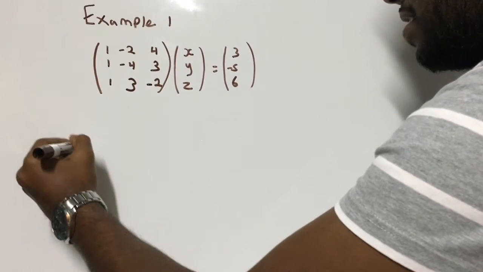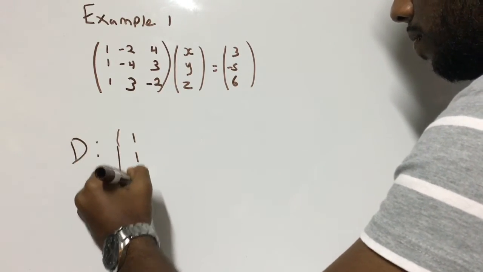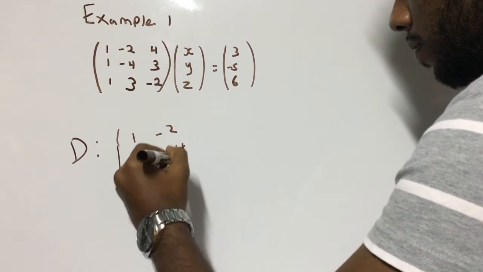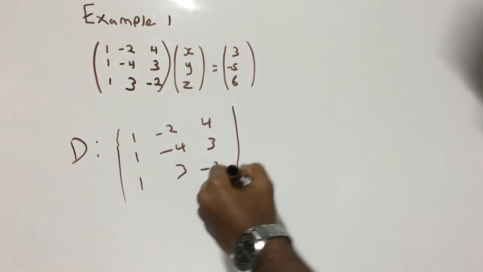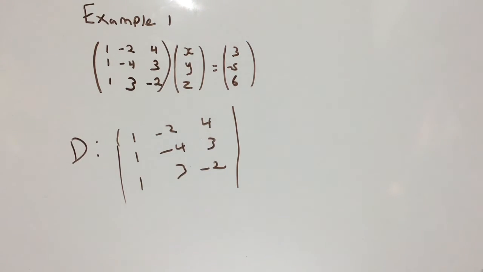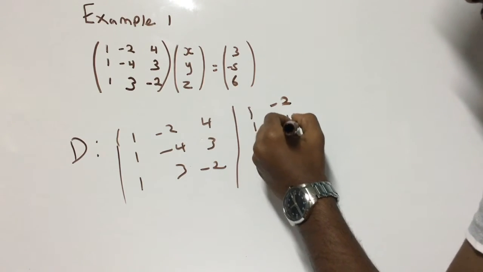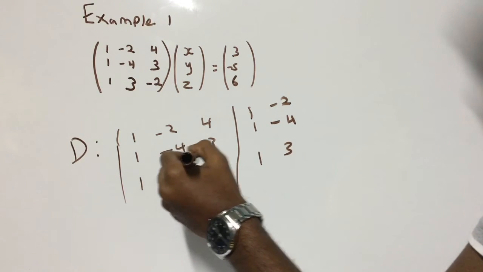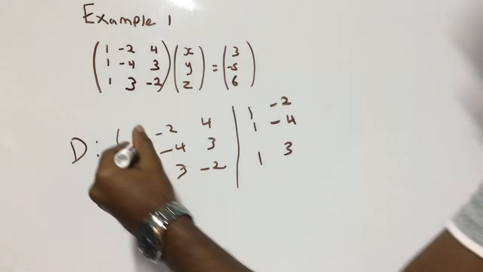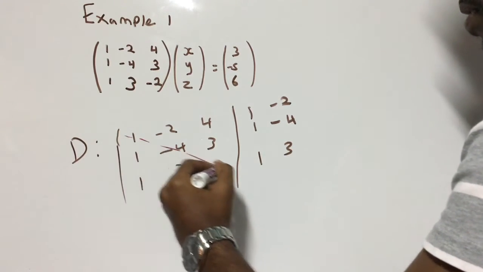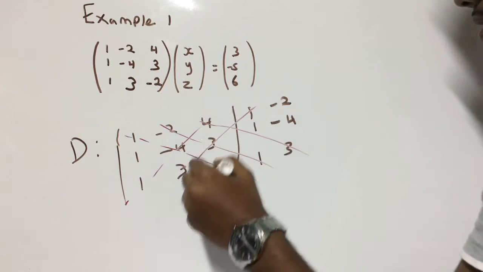So we're going to find the determinant, D, right? We're going to rewrite the matrix first, and what we want to do is mirror the first two columns: 1, 1, 1, minus 2. Right? So to find the determinant, we know it is the sum of the products of the leading diagonals minus the sum of the products of the non-leading diagonals.